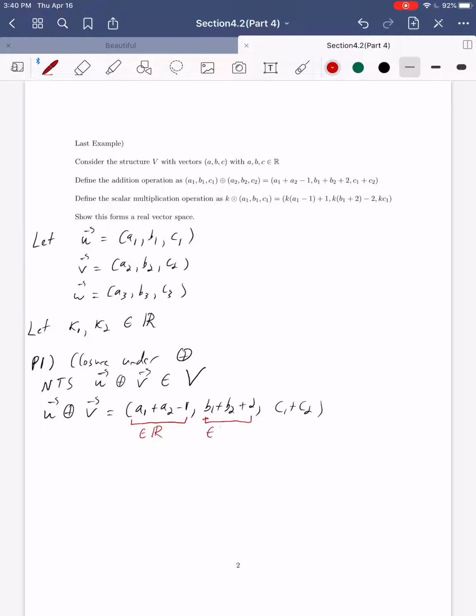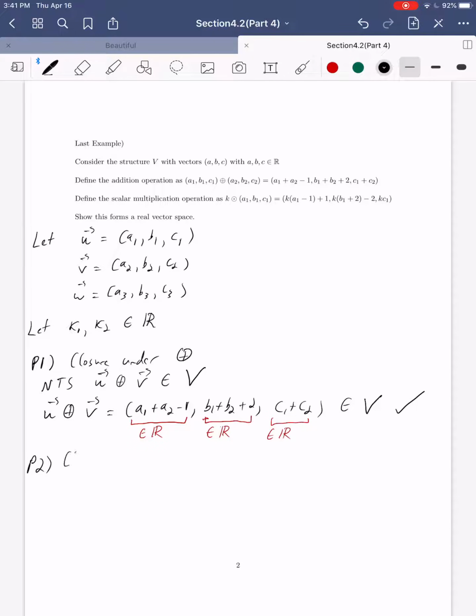This guy is also an element of R, and this guy is also an element of R. So since all three components are real numbers, that means that it will still be an element of our vector space. So we're all good. We've shown that it's closed under addition. Not much to really do here, to be honest.